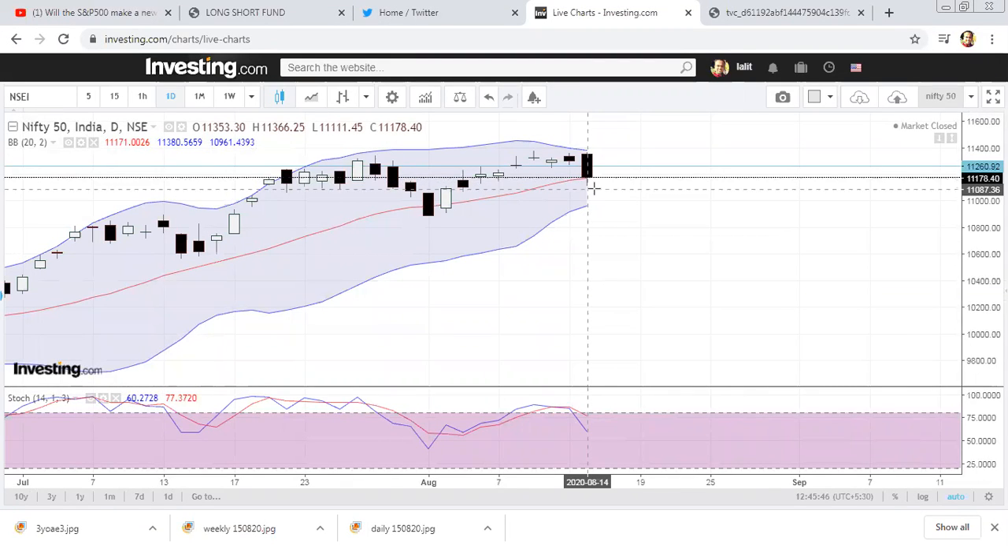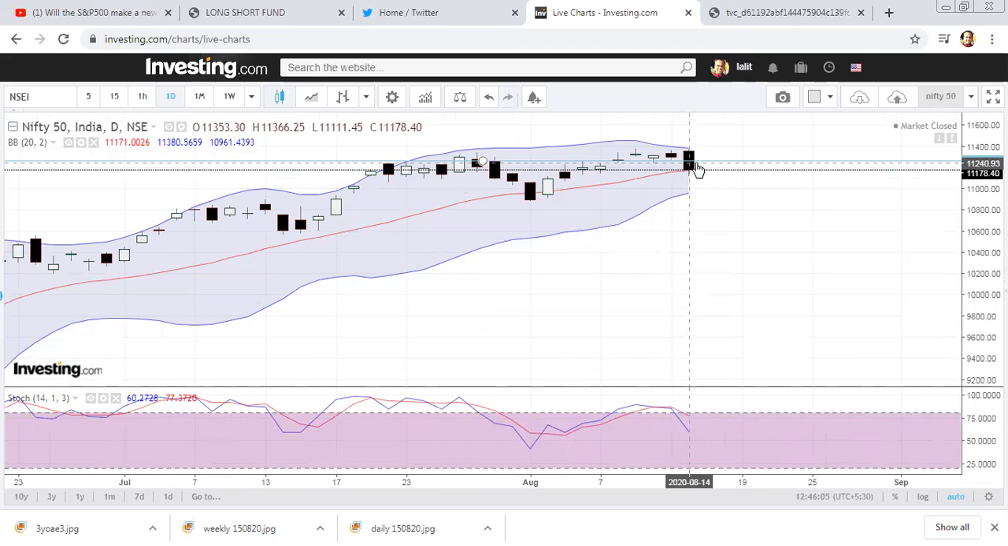If we start trading below the 20-day moving average, then the trend could have changed and we should be looking at the first support at around this level here, that's 10,900 first. And then the next level to look out is around 10,585.